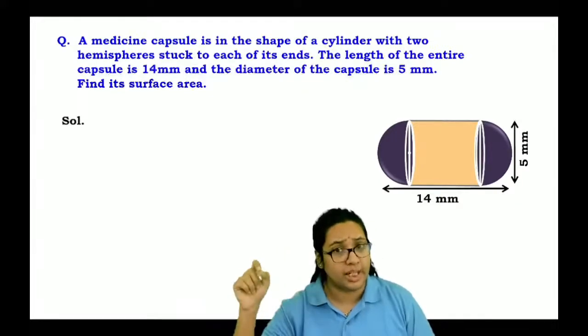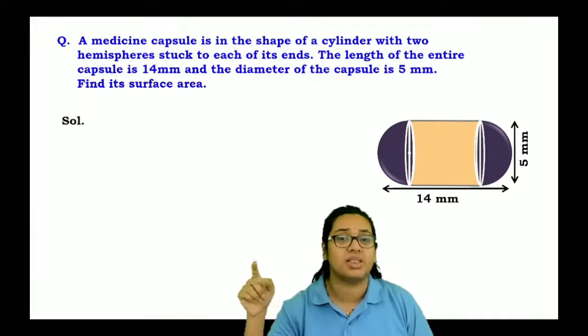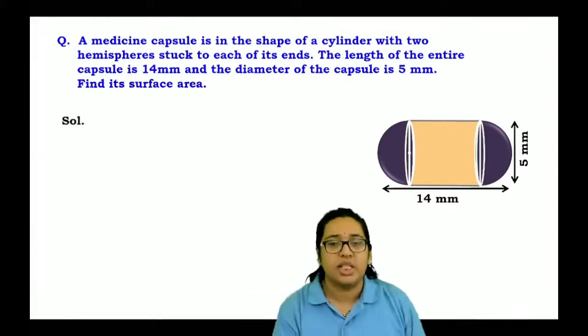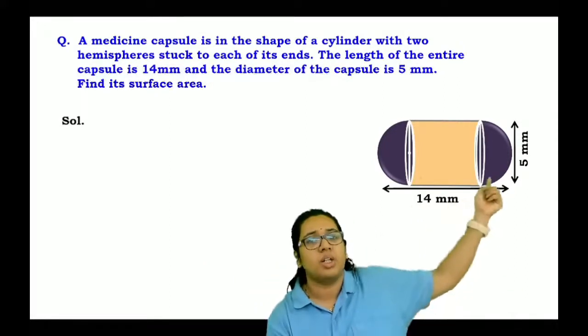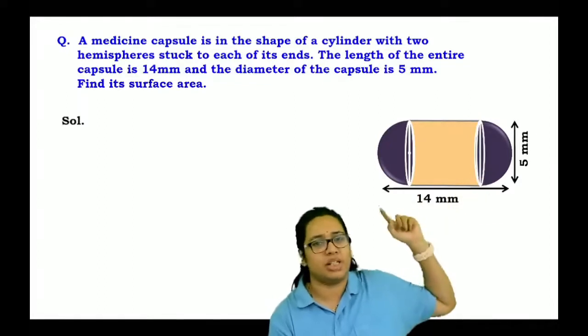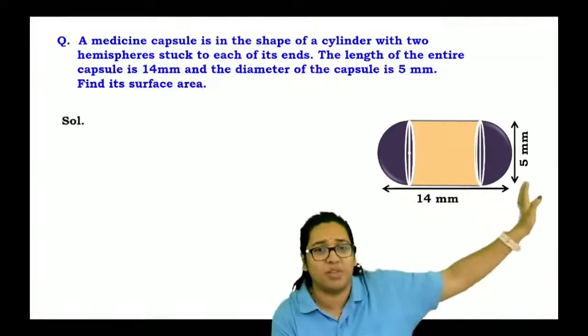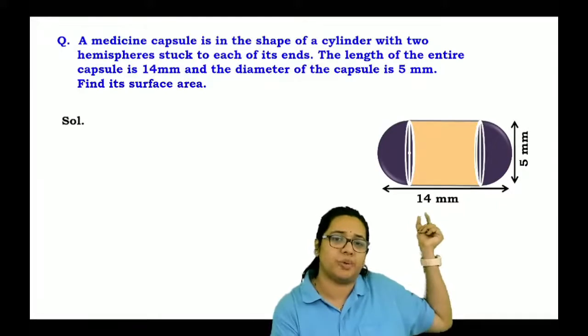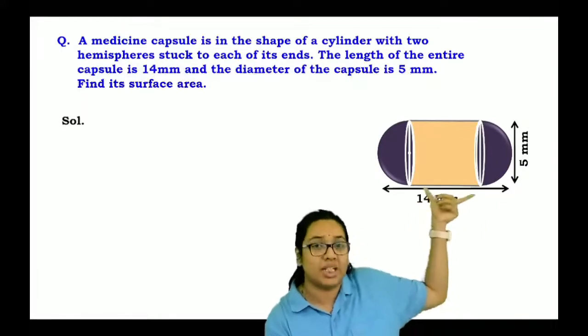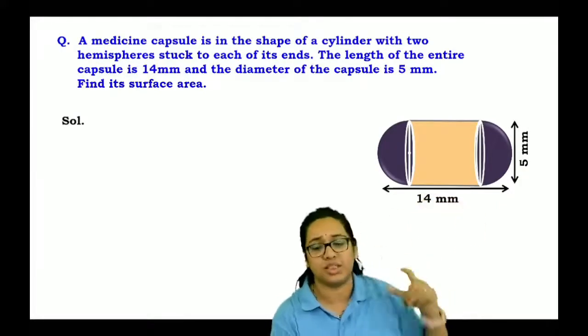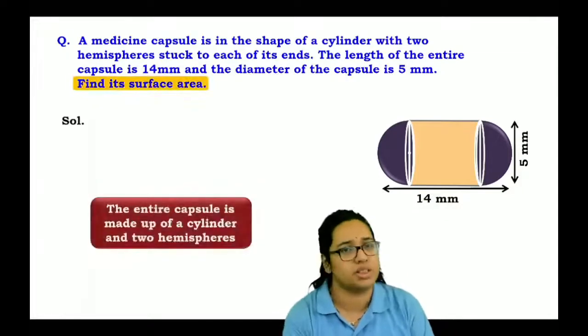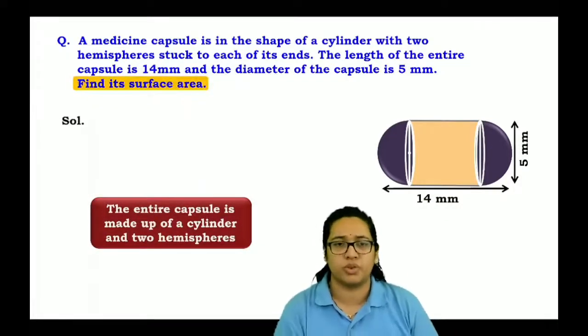If diameter is 5 mm, it means that radius will be half of it. So we subtract 2 times the radius, which is 5 millimeter, from 40, and you will get the length of this circular cylinder. Okay, should we go for it?